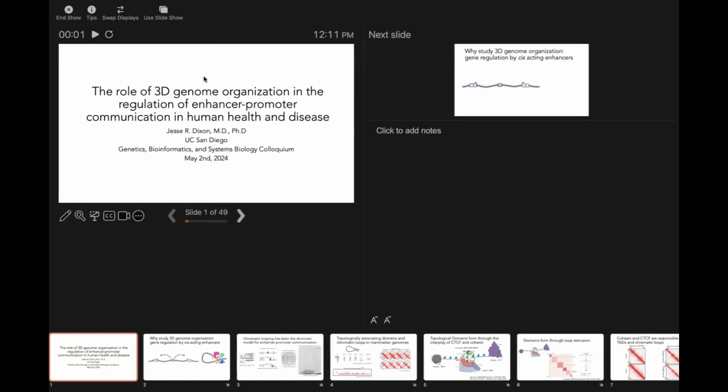Okay. So let me turn the mouse on. I guess I'll just use my mouse like this as a pointer.